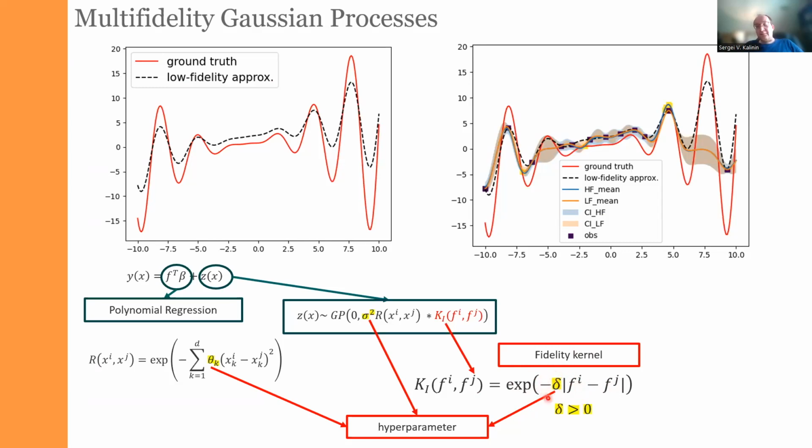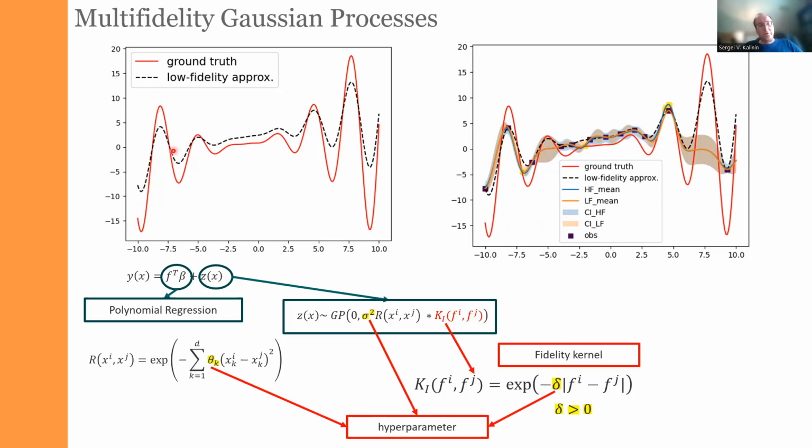In our case, it is a parameter delta, which is learned during the experiment. If delta is small, then you assume that our high fidelity and low fidelity measurements give us the same answer. If delta is large, it means that the low fidelity measurements give us relatively weak information about the high fidelity measurements. So in some sense, it's a degree of trust, and this is a degree of trust that is learned during the experiment. So generally, this is the example of how it works.